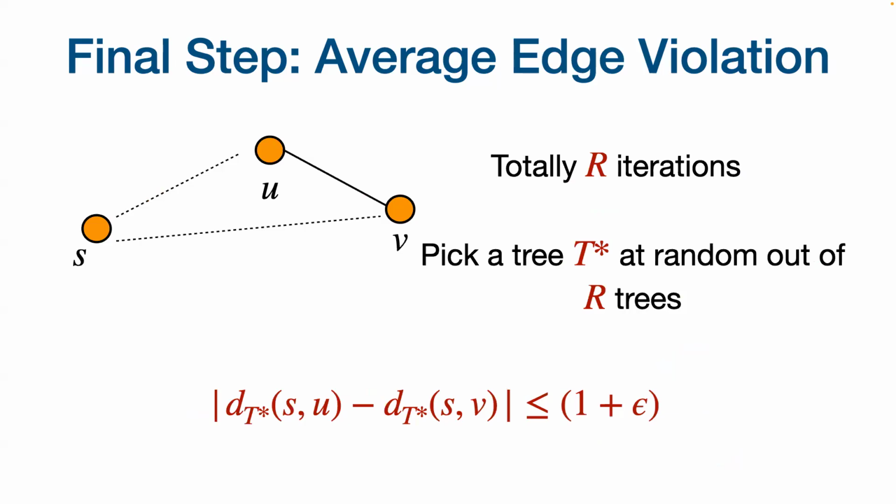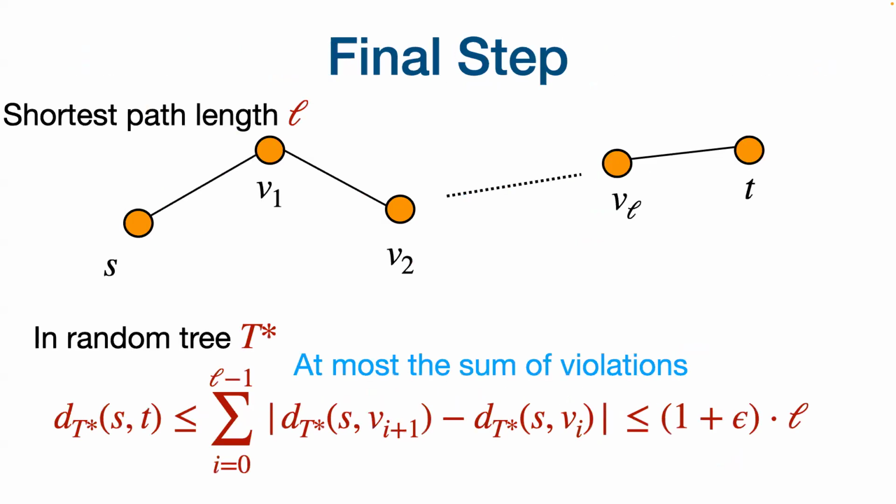Okay. And there's just one final step. I will look at a short path and then say that we get a good path later also. So this is an S T path. Let's say it has length L. I'll write it as a sum of the distances between V1 and S, V2 and S, and so on. There's one step I've skipped over, but it's not very hard. You can write it as the sum of the violations over all the edges in the path. And this will give at most 1 plus epsilon times L.